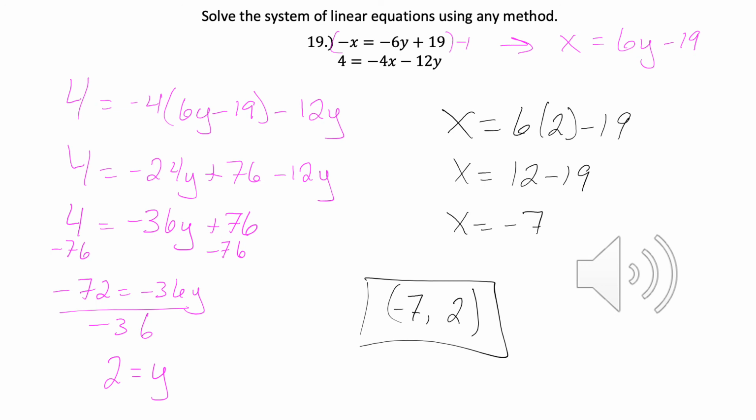I then took the y equals 2 and back substituted it into either of the equations. I chose the top one and got x equals -7. So our solution is (-7, 2).